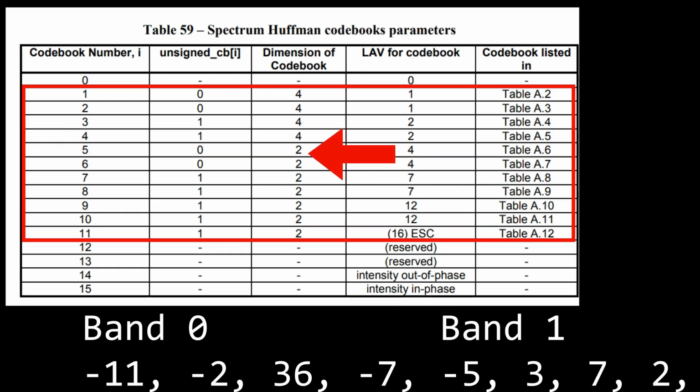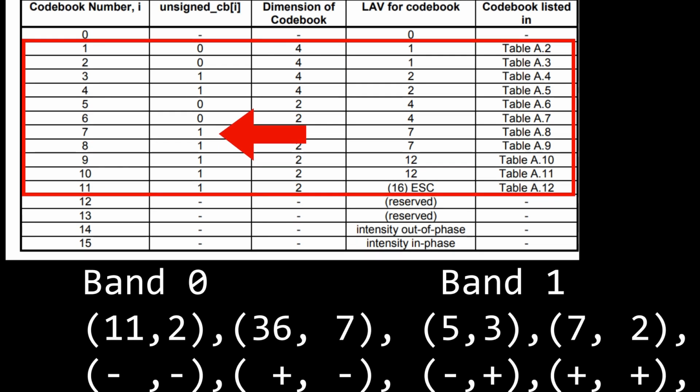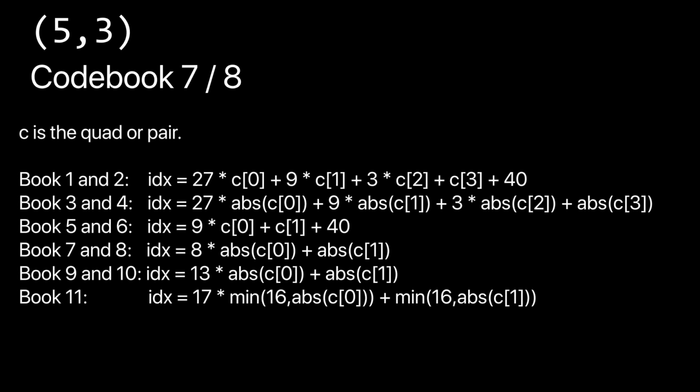Then, group into either pairs or groups of 4, based on the dimension of codebook. If unsigned CBI is 1, that means we will only be coding the absolute values, and we'll have to separate our signs for now. Next, we will assign an index to our pairs or quads, so we'll know which code to use. This is how we'll map the coefficients to the index, depending on which codebook we're using.